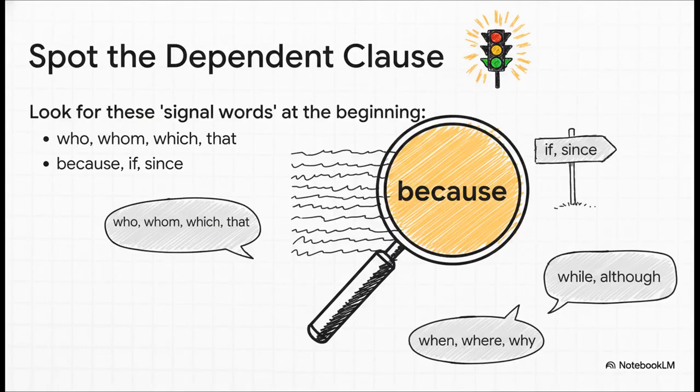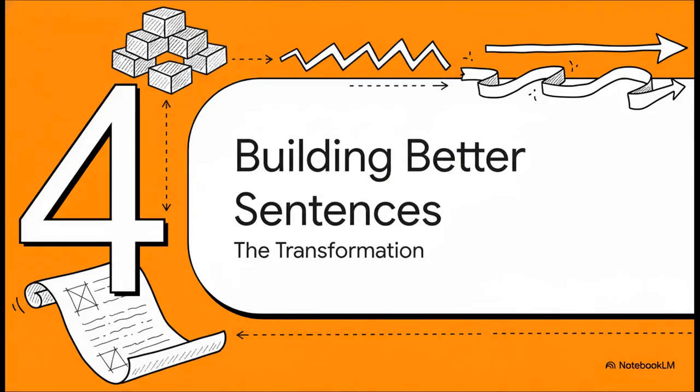And here's a little pro tip for you. Dependent clauses often start with these signal words. Words like who, because, if, or while. When you see one of these at the start of a group of words, it's a huge clue that you're dealing with a dependent clause, a piece that needs to be attached to something bigger. So, we've got our building blocks. We've got our blueprints. Now it's time to put on the hard hats and see this transformation happen. This is how we get from choppy to smooth.